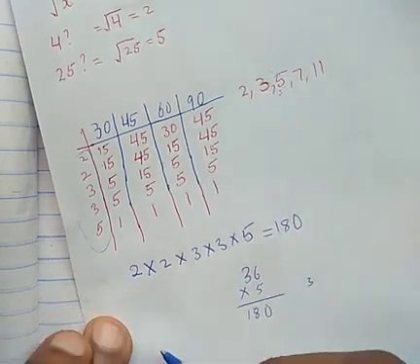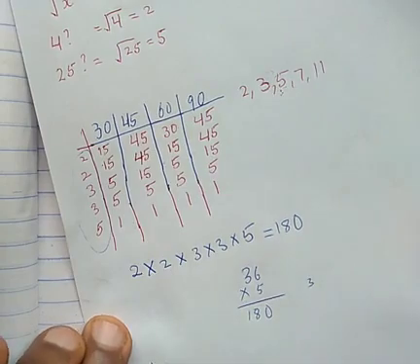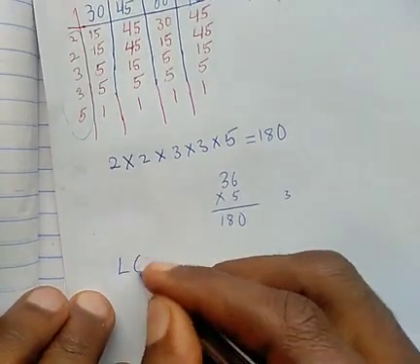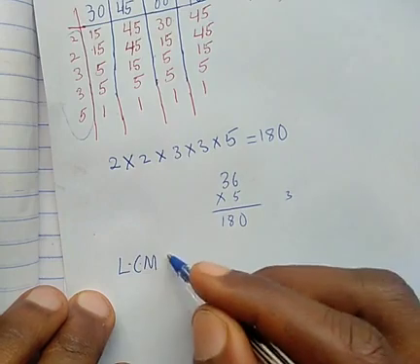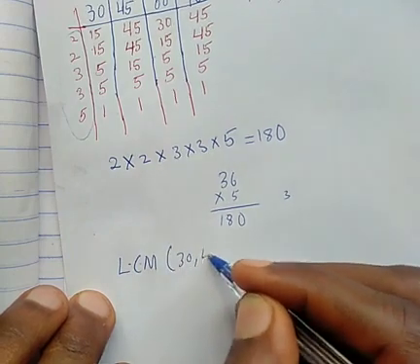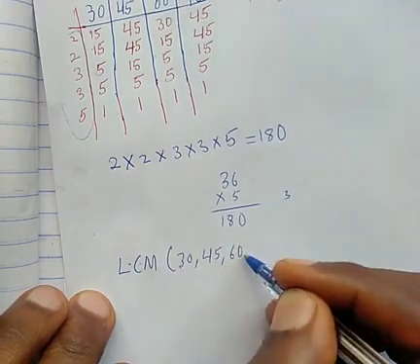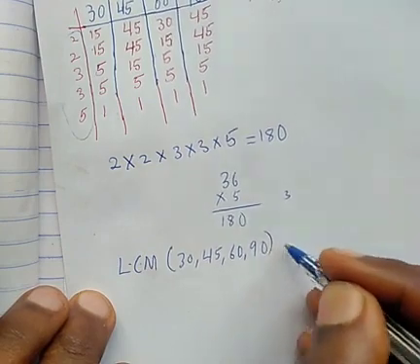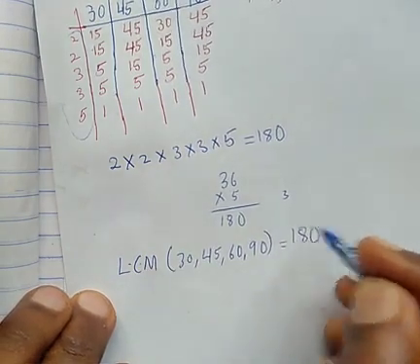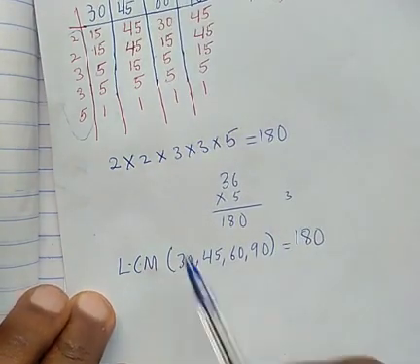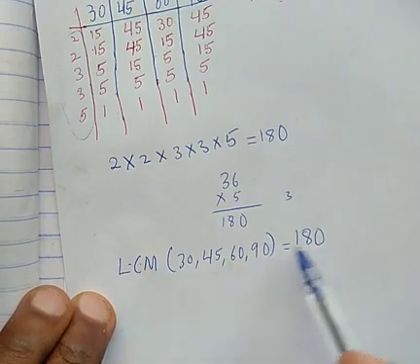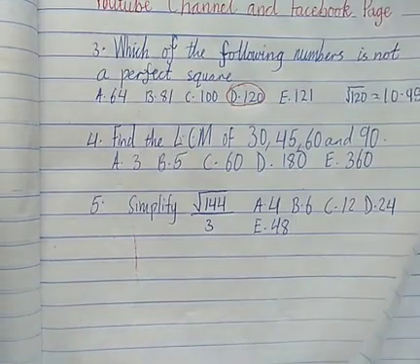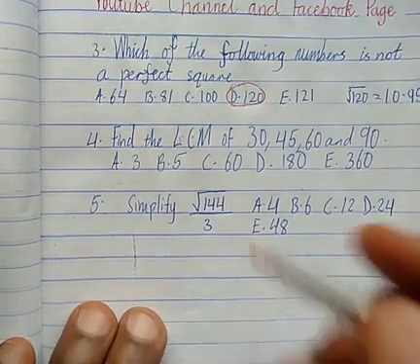So the LCM of these numbers, 30, 45, 60, and 90 is equal to 180. That's the least common multiple. LCM, least common multiple, is equal to 180. So the correct option is option D.